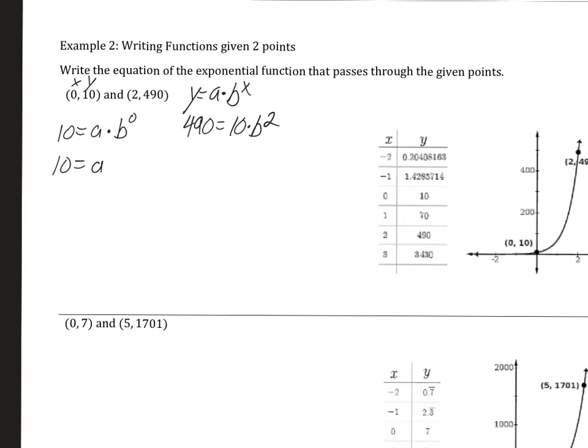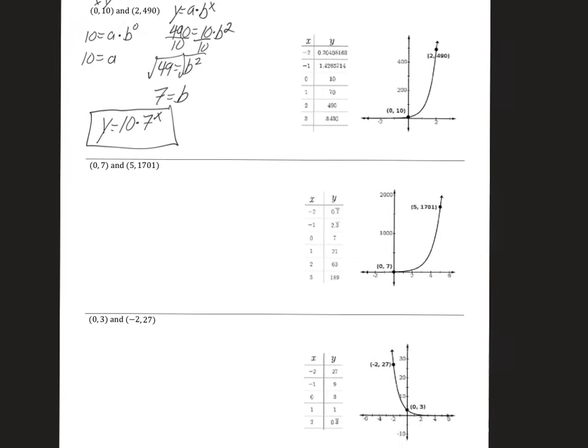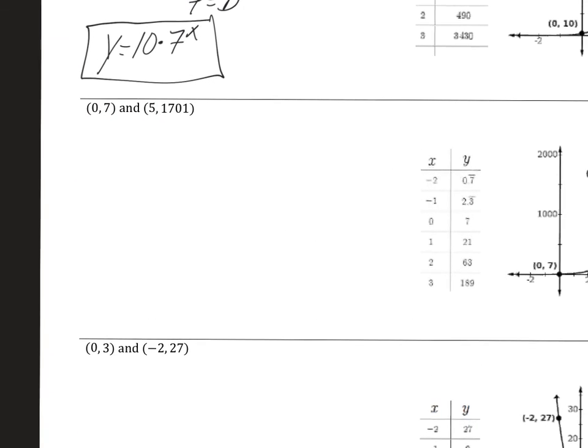Okay, so we're going to divide both sides by 10. So I have 49 equals b squared. I'm going to do square root to get rid of that squared. So I have 7 equals b. We're just going to assume that it is positive every single time. So my final equation is y equals 10 times 7 to the x power. Okay, let's go ahead and try this next one.